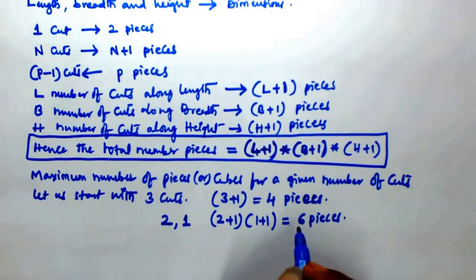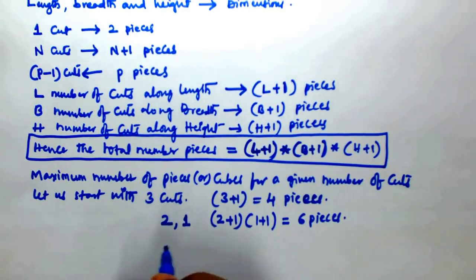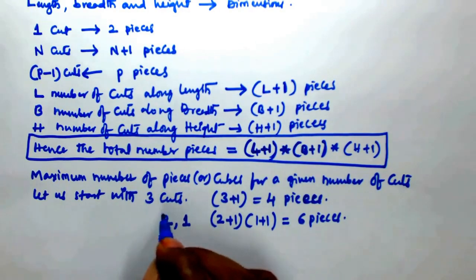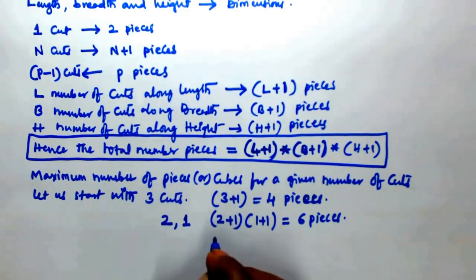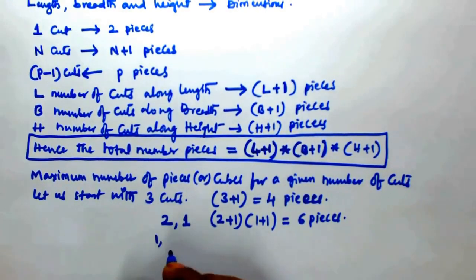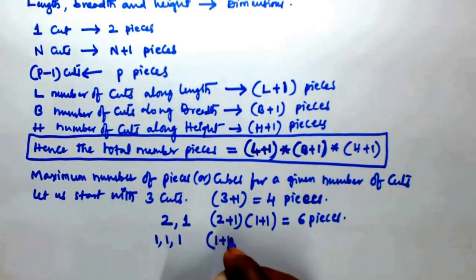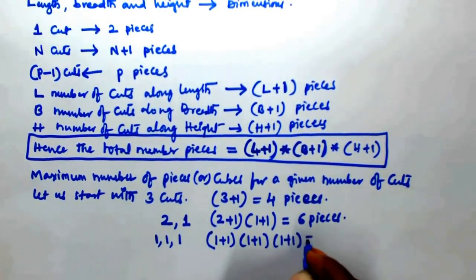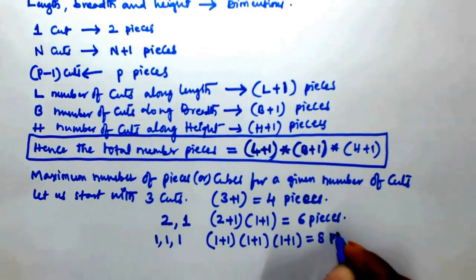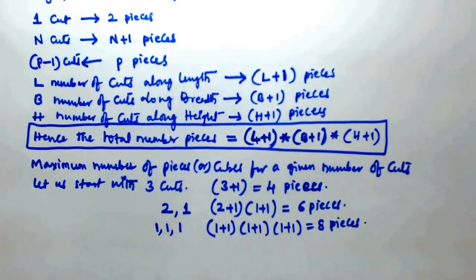So we will get 6 pieces. If we make these three cuts, one cut along the length, another cut along the breadth, and another cut along the height, then the number of pieces we will get is (1 plus 1) into (1 plus 1) into (1 plus 1). So that is going to be equal to 8 pieces. Okay, we will get 8 pieces.